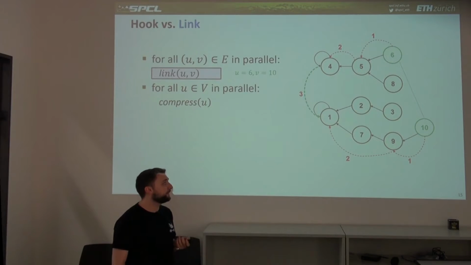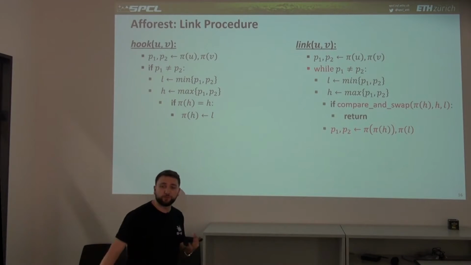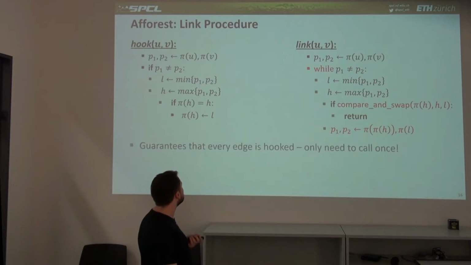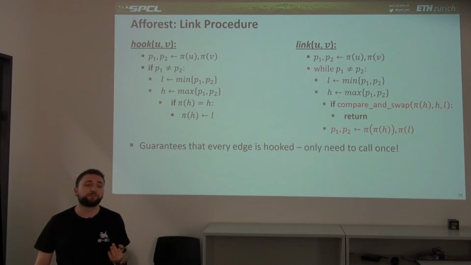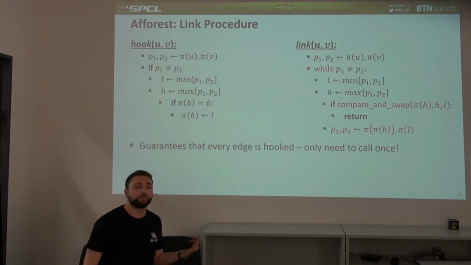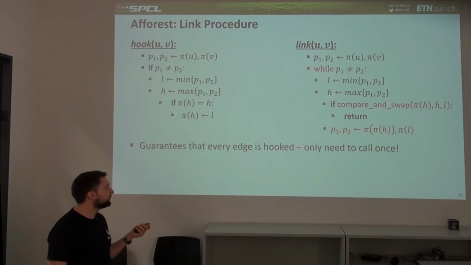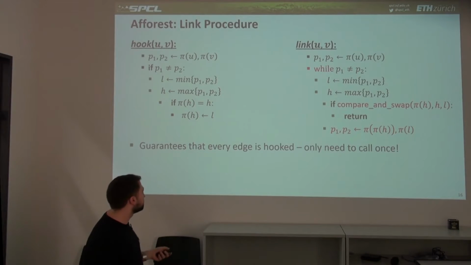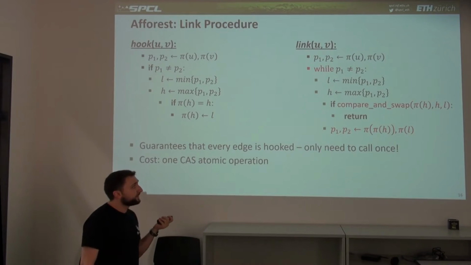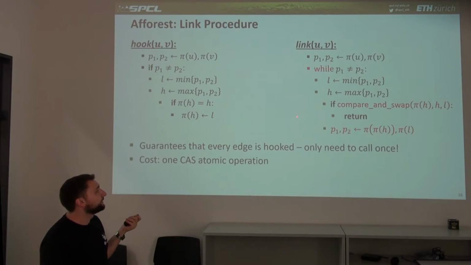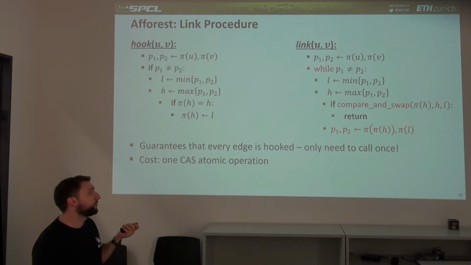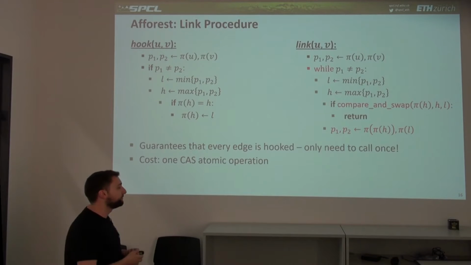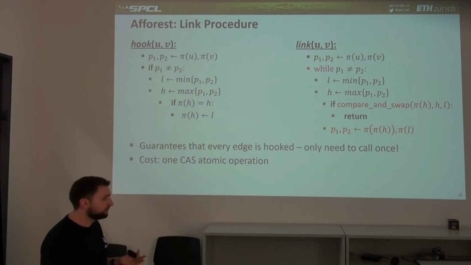So what this guarantees, and of course all the proofs are in the paper if you'd like to look at them, is that we do not need to have multiple iterations of link as we do with hook. So every edge, once it goes through this link operation, is already linked, and we just need to call this once. The second thing is that the overall cost that we have, apart from this while loop, is this compare and swap operation, which is, I mean, pretty cheap in current modern parallel architectures.